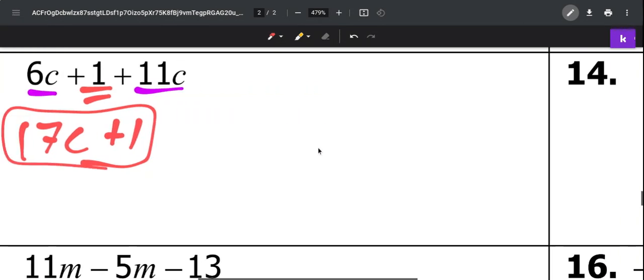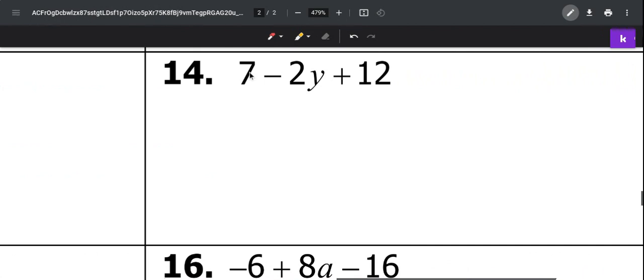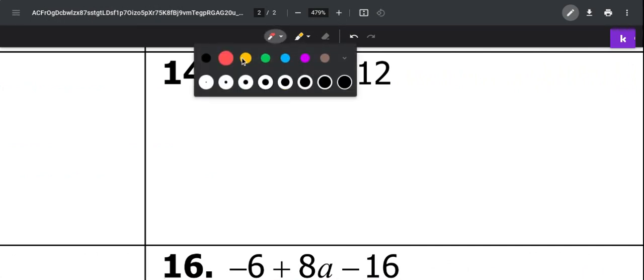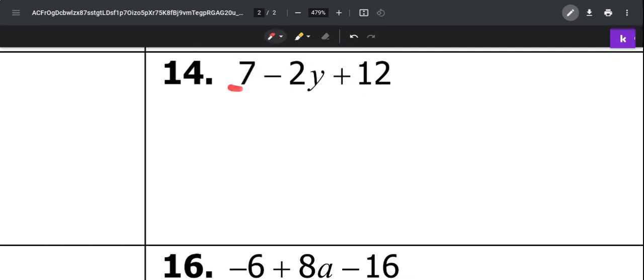All right, let's keep going. We've got 7 minus 2y plus 12. So we underline 7 twice, 12 twice, and only once for minus 2y. Now, 7 does not have a negative in front of it, so it's just positive 7 plus 12, which would be 19, and then we bring down minus 2.